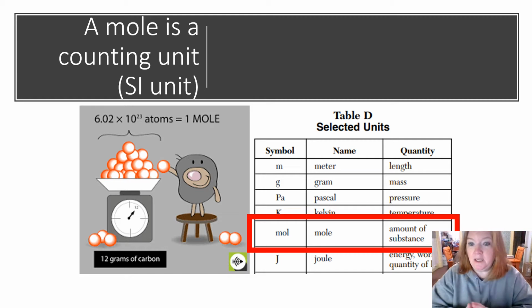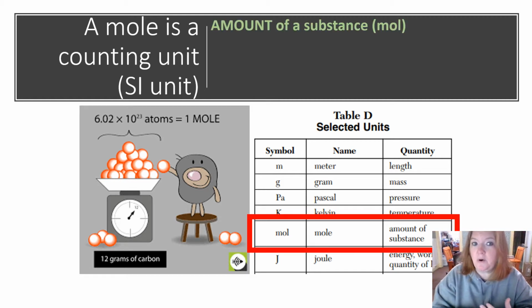So it is found on table D. It means amount of substance. So a mole is a counting unit. It's the SI unit for amount of a substance. It is abbreviated MOL, not M, MOL. M is meter, so you can't abbreviate it that way.